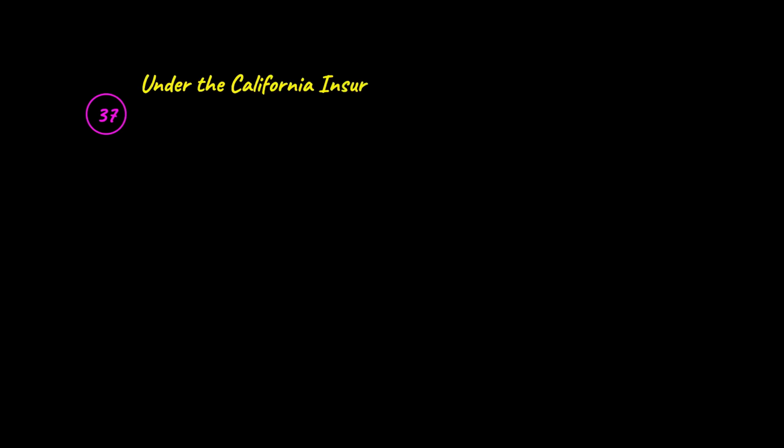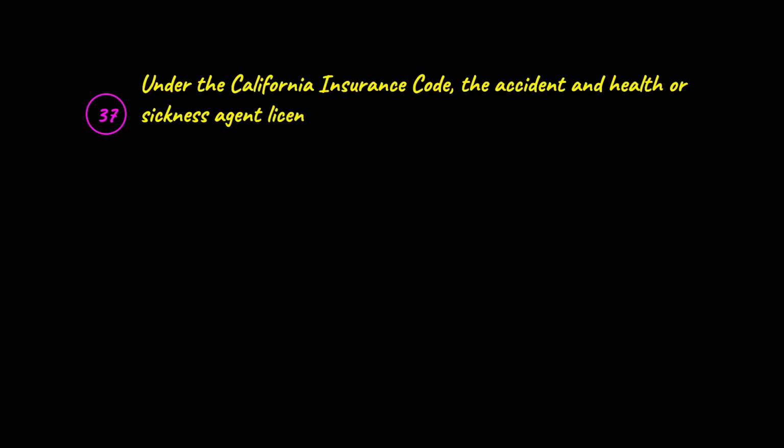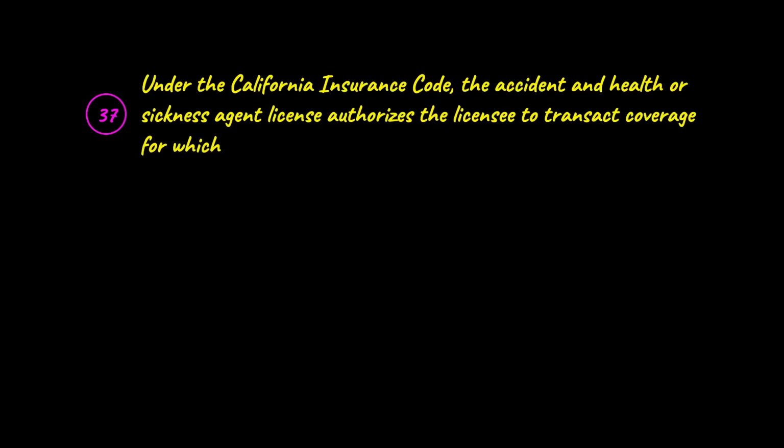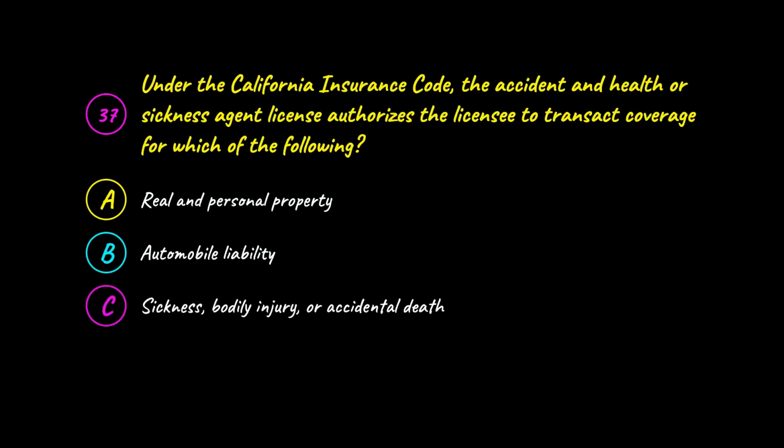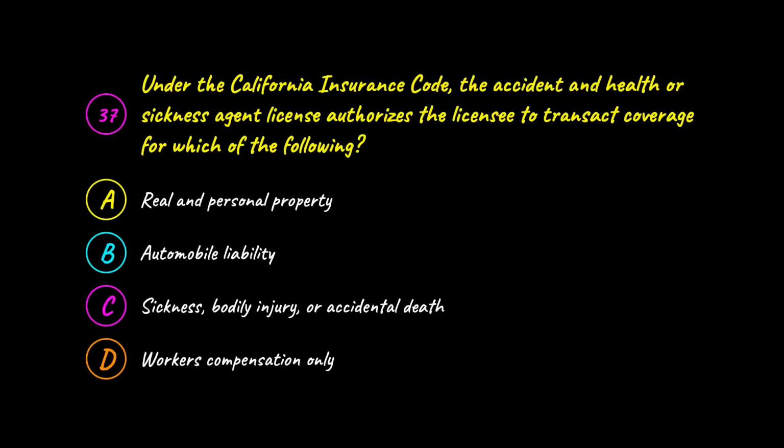Question 37. Under the California Insurance Code, the accident and health or sickness agent license authorizes the licensee to transact coverage for which of the following? Your options are A. Real and personal property, B. Automobile liability, C. Sickness, bodily injury, or accidental death, D. Workers' compensation only. Pick one. Trust your gut. Here's your chance to test yourself.